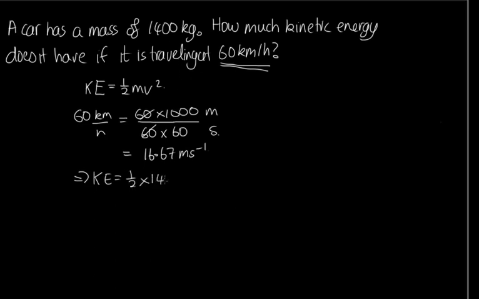And so this tells us that the kinetic energy is equal to 1/2 times the mass, which is 1,400, times 16.67 squared. And so solving that on the calculator, we get 194,522. So we should only give this to 2 significant figures. So this is about 190,000, and the units are joules because it's an energy. The question goes on.